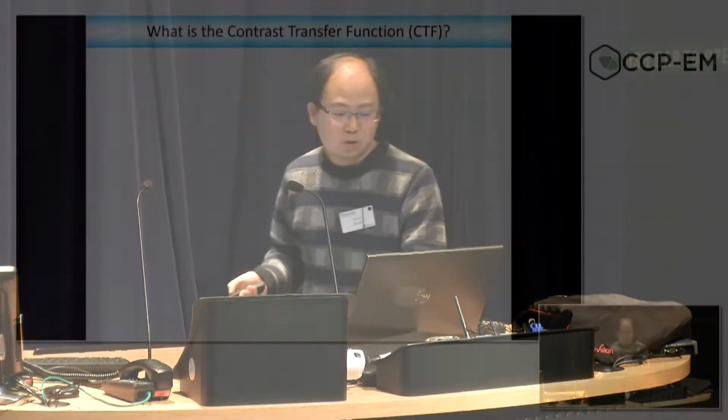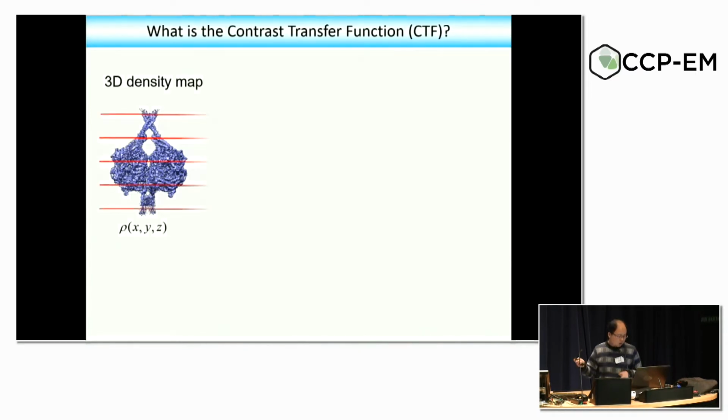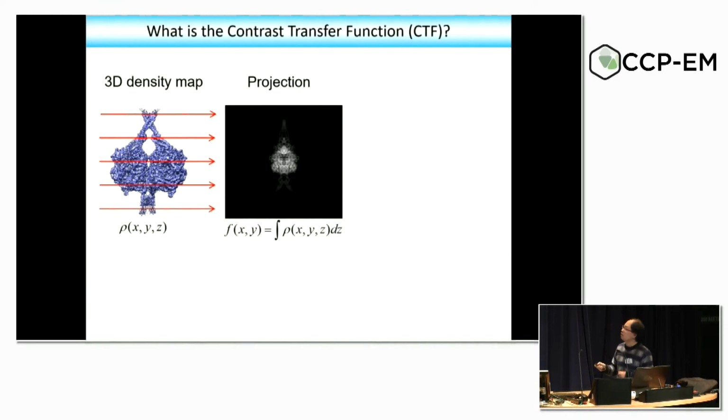So today I'm going to talk about some recent development of GCTF. It's basically diagnosis, accuracy, and localization. All my talk will be based on these three major topics. So first of all, let's have a brief look at what the contrast transfer function is. Here is a 3D density map. You do a projection, and you get a nice linear integration of the 3D density function.